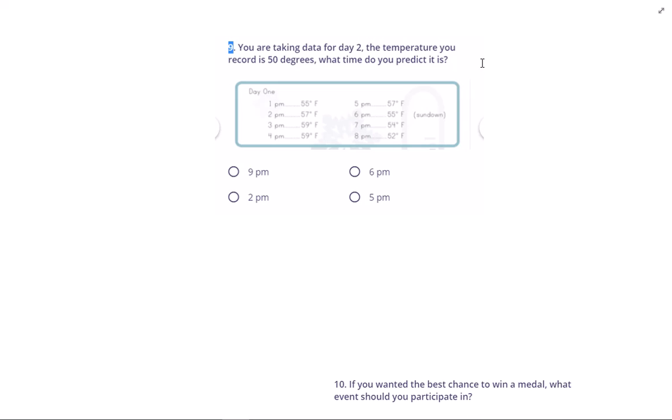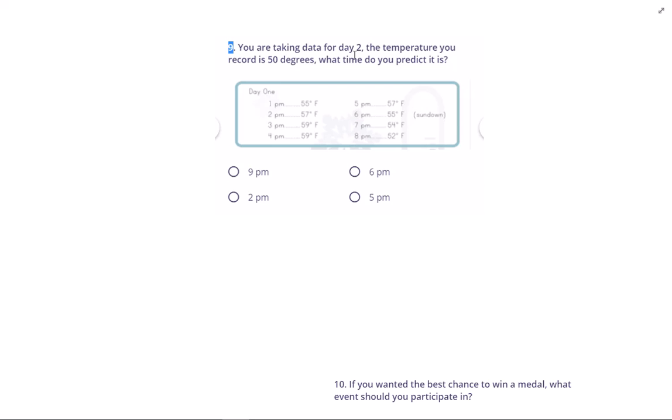Okay, question 9, and this is another one about making predictions, and you get given some information about day 1 and the different temperatures at different times of the day. So at 1 p.m. it was 55 Fahrenheit, and that goes up, and then it starts to go down again, and the last one you've got is at 8 p.m. it's 52 degrees Fahrenheit. Okay, now this is day 1, and it says you're taking data for day 2. It's the next day. So whatever numbers you get on day 2 are probably going to be very, very similar to day 1. So we can use this as a good way of predicting the temperature.